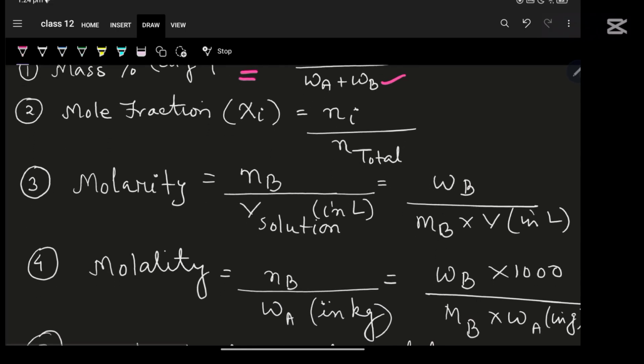Next is mole fraction. Mole fraction of the ith component is number of moles of the component divided by total number of moles of all the components.